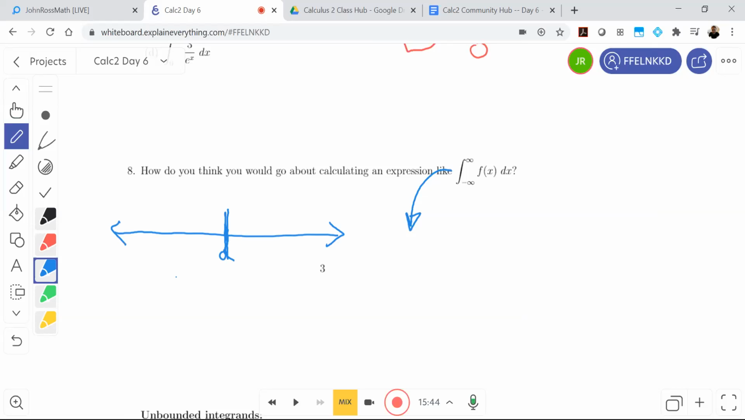Then the integral up here makes sense to think about as the integral from negative infinity up to A of f of x dx plus the integral to the right, the integral from A to positive infinity of f of x dx. So we end up being able to calculate this doubly infinite integral by chopping it in half at an arbitrary point, calculating this left-hand side as an improper integral, and then calculating this right-hand side as an improper integral as well.